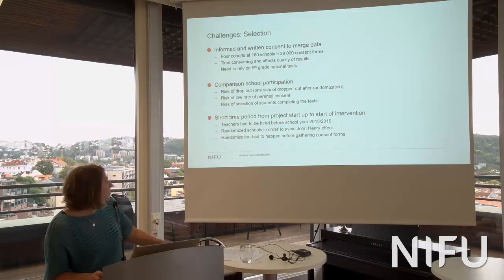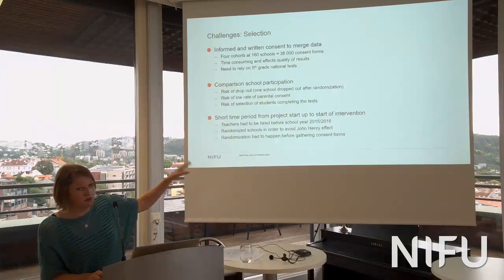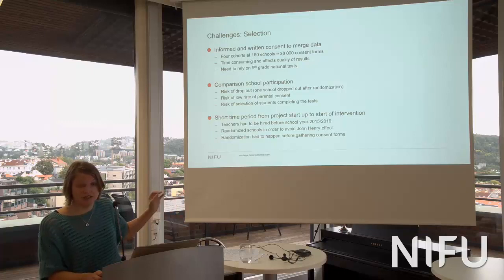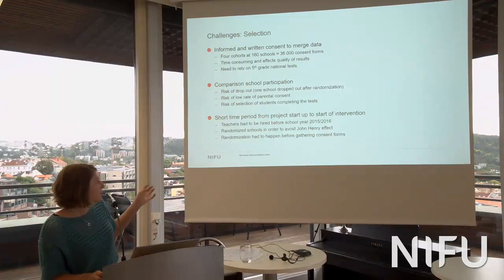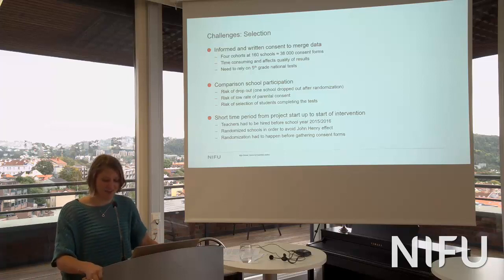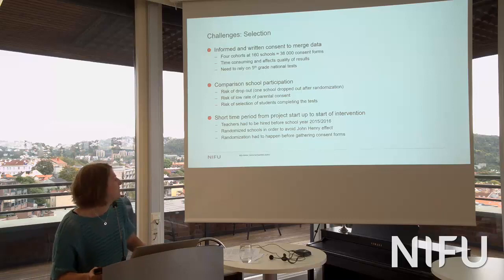And then the third point here is that there's a very short time period from when the project started up until the intervention had to start. And what this means is that because we had to hire the teachers for the 15-16 school year, and we wanted to randomize at the school level in order to avoid the John Henry type effects I talked about earlier, that means that we had to randomize before we could gather consent forms. So when we're asking for consent forms, they already know that they're in a comparison or treatment school. It might have been easier to get consent forms before that, when they still have the hope of getting some extra resources.